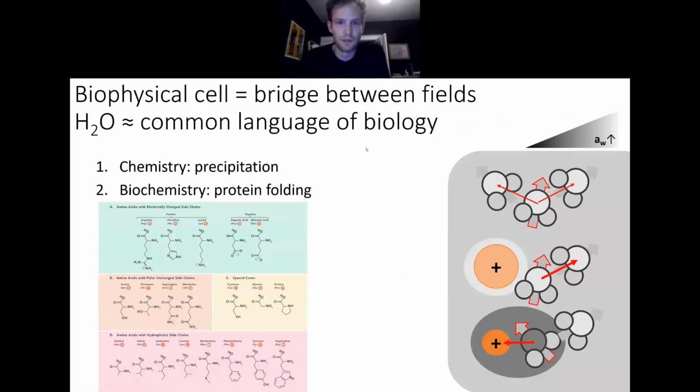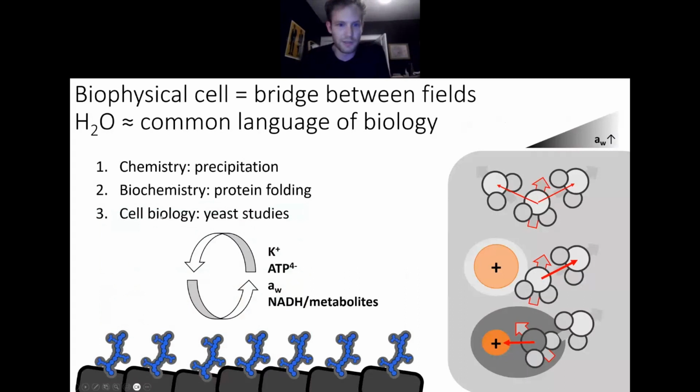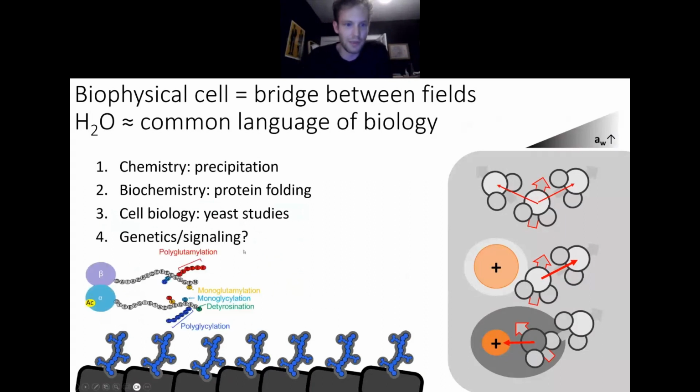And so when you have chemistry and you have precipitation of salts, that's doing a counting of water. When you are folding a protein, you're doing the same thing, where the protein side chains will be interacting based upon their relative water affinity. And in cell biology, these yeast studies show that we can observe these cycles of potassium, ATP, water activity, and metabolites in oscillations in the cell. And this might provide lots of insight for how to understand how these systems are organized and how to help treat health and disease.